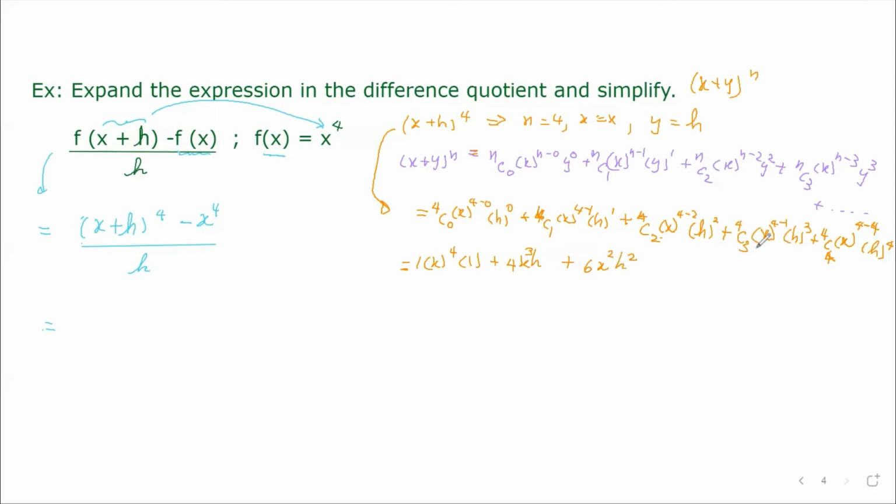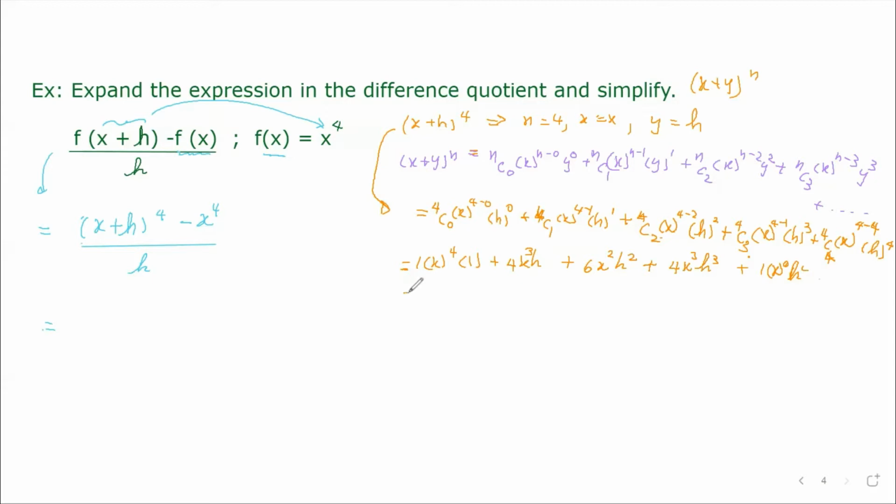Now this term, the second last, plus 4c3. 4c3 should be 4, right? 4c3 equal to 4. And x power 4 minus 1 becomes power 3. And this one becomes h power 3. And the last term, 4c4 is a 1. x power 4 minus 4 becomes x power 0, right? Actually it's a 1. So this one becomes h power 4.